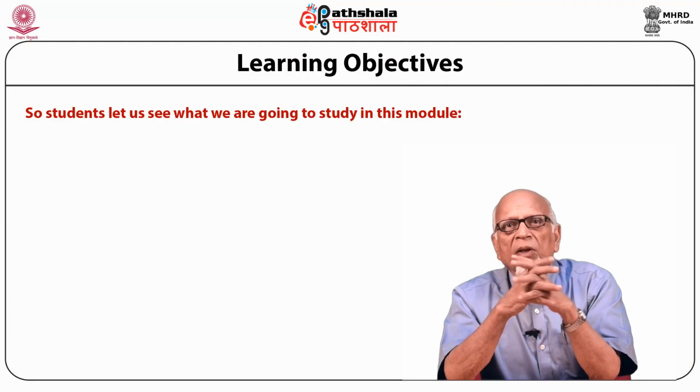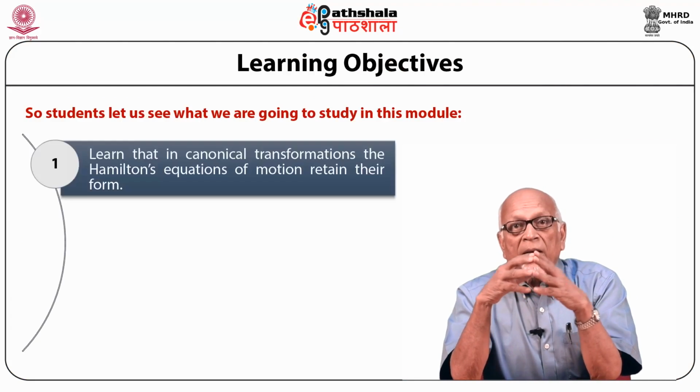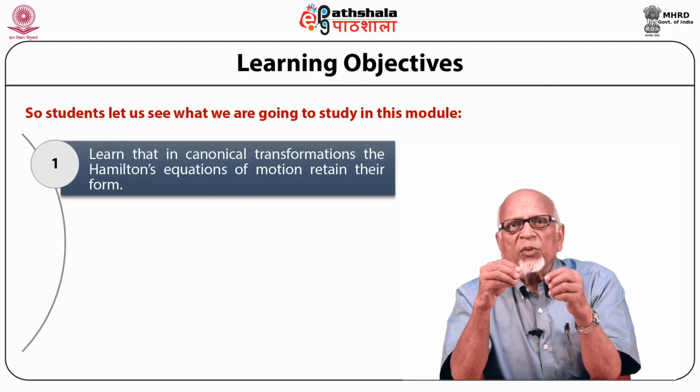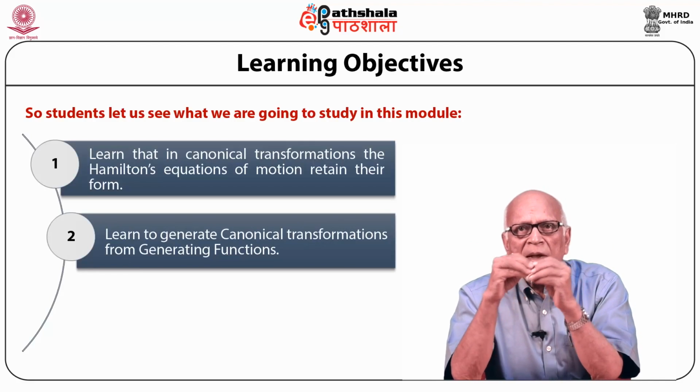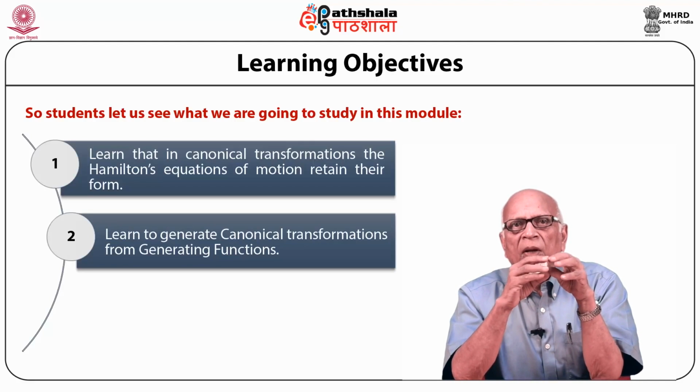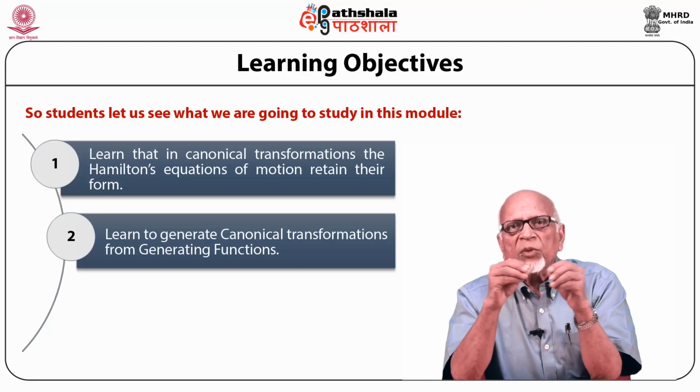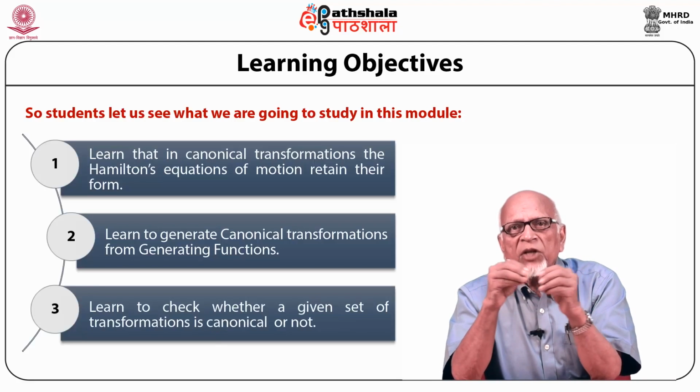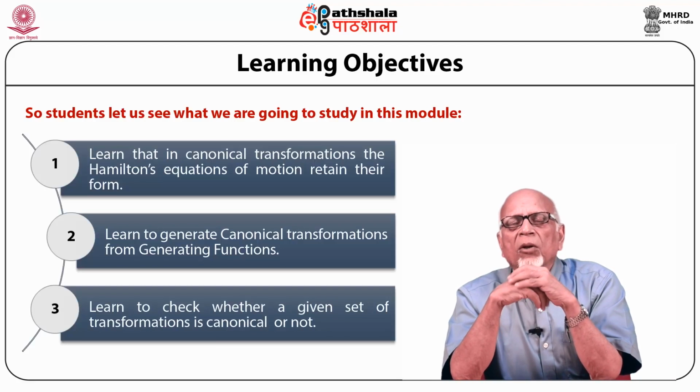Today we will discuss canonical transformations, which are important transformations which leave the form of the equations of motion invariant, particularly Hamilton's equations of motion, from the paper Classical Mechanics. After studying this module, you should be able to understand and learn that in canonical transformations, the Hamilton's equations of motion retain their form. You will learn to generate canonical transformations from a generating function, and given a set of transformations, you will be able to check whether these transformations are canonical or not.